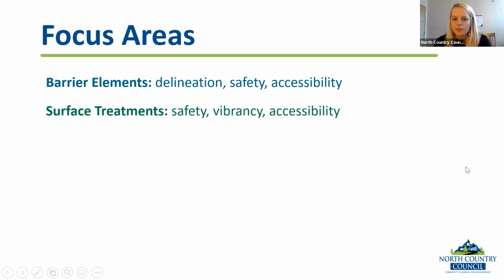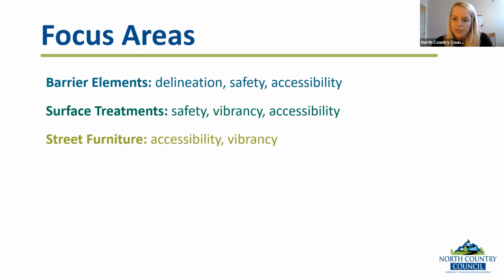You've got surface treatments, so you might use things like paint, which could be solid swaths of painted areas. It could be lines, it could be striping. And this again helps with safety and accessibility, as well as vibrancy if you have somewhat of a mural on the road.